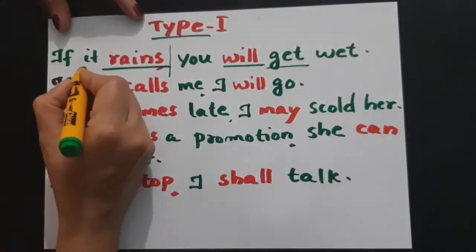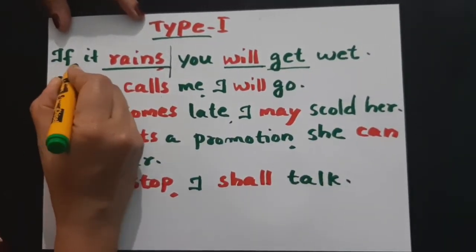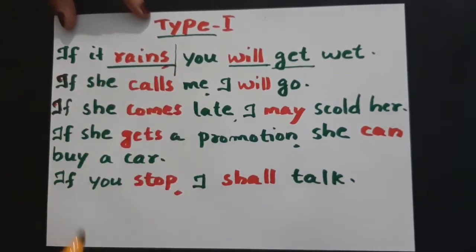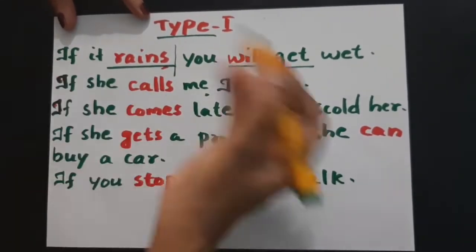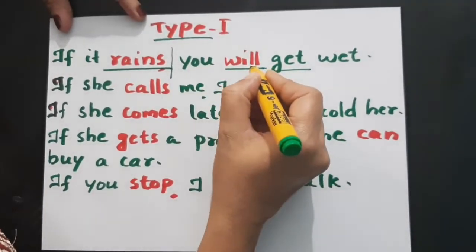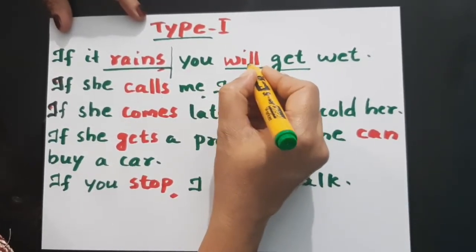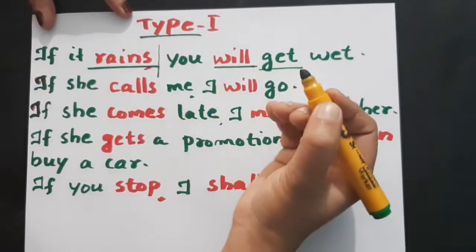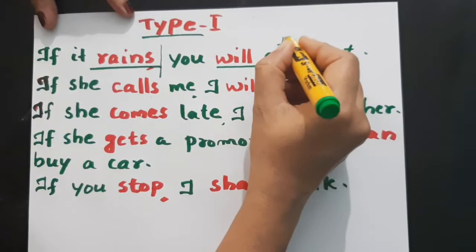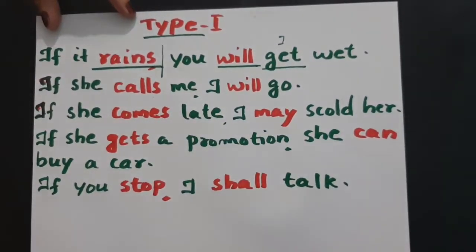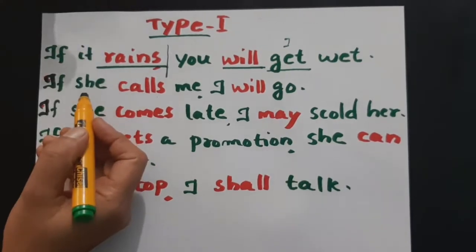In the if clause, you will always have the verb in the present form. And in the main clause, following the subject, you have to use will or shall or can or may plus the first form of the verb, V1. That is the structure of the sentence. Come to the next example.